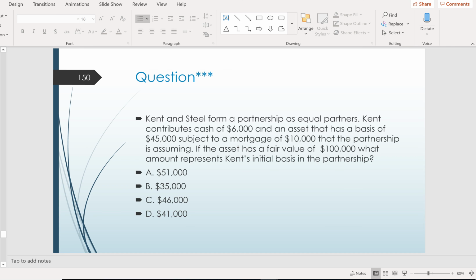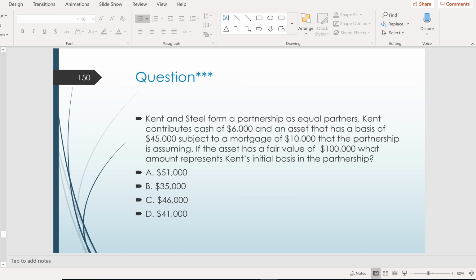Here's a partnership question. They want to know what amount represents Kent's initial basis in the partnership. So we've got Kent and Steele forming a partnership as equal partners. Kent contributes cash of 6,000 and an asset that has a basis of 45,000 subject to a mortgage of 10,000, and the partnership is going to assume the mortgage. The asset has a fair value higher than basis, as it usually will. What amount represents Kent's initial basis in the partnership? And of course he's putting in 6,000 as well as the asset, and the asset has a mortgage on it.